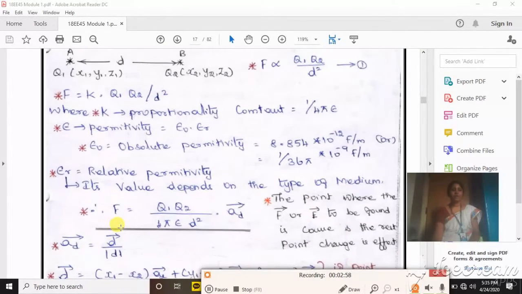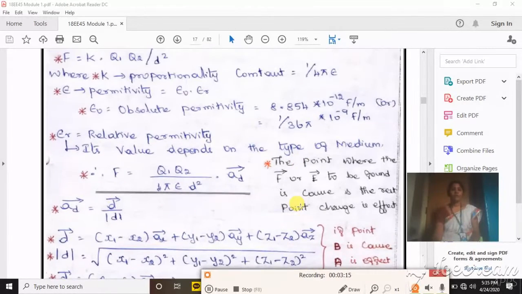Therefore, we can write the force equation: F is equal to Q1 Q2 divided by 4 pi epsilon d square into aD vector. d is nothing but the distance between the two objects. aD is nothing but the unit vector in the direction of your AB vector. Now we need to identify what my distance vector is and what my unit vector is.